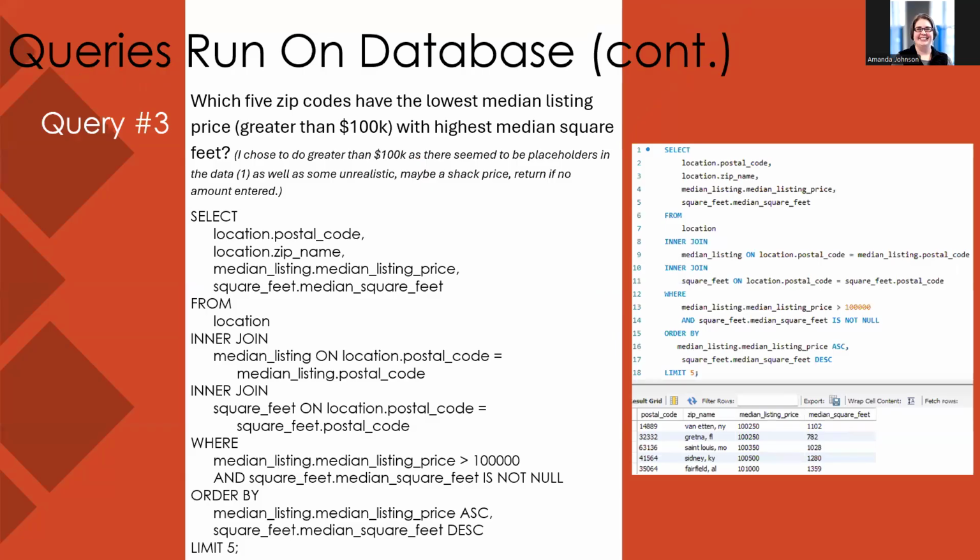Query 3: which 5 zip codes have the lowest median listing price, greater than 100,000, with the highest median square feet? This is for a buyer that can help them find the most bang for their buck.